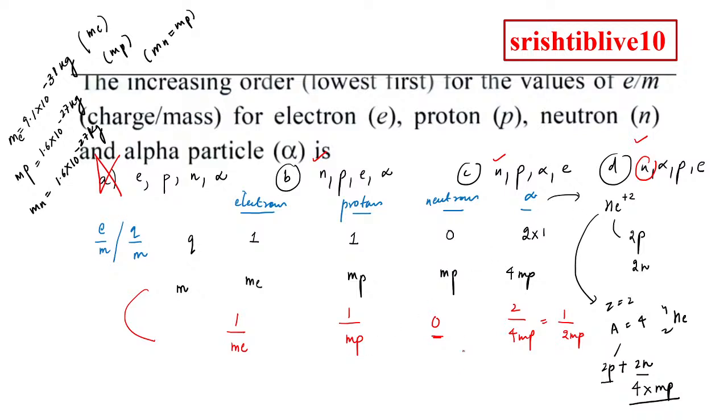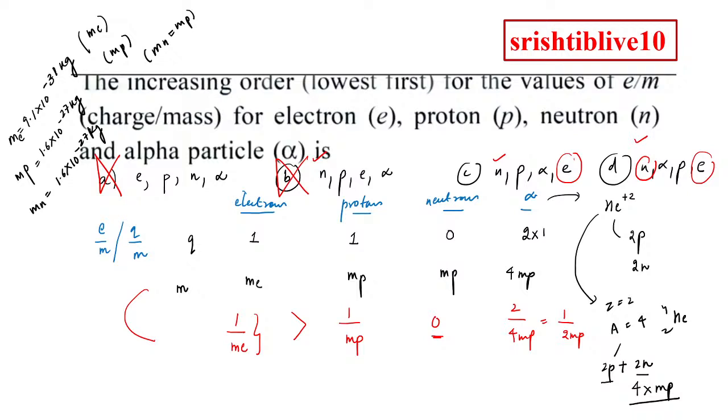Next is option C. The mass of electron is less than the mass of proton, so this ratio is going to be more than the 1 by Mp ratio. If the denominator is less, the overall value is going to increase. So the 1 by Me value is more than the 1 by Mp value, and definitely the electron will come first. We can cancel option B also.